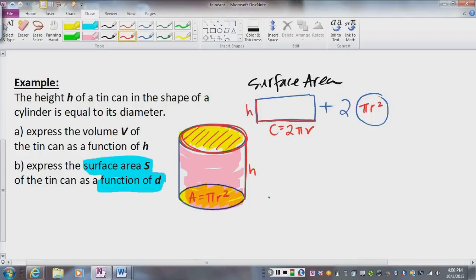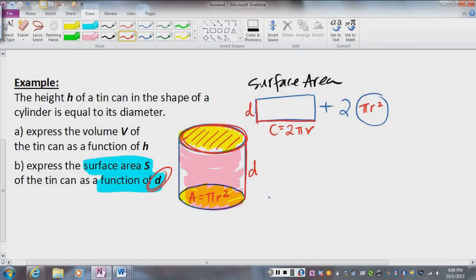The only thing though is since I'm writing this as a function of D, I can't have any H's in my formula. But I know that H and D are equal. So what I'm going to do is go ahead and make these changes. Everywhere I have an H, I'm going to replace it with a D, because I know H and D are equivalent.